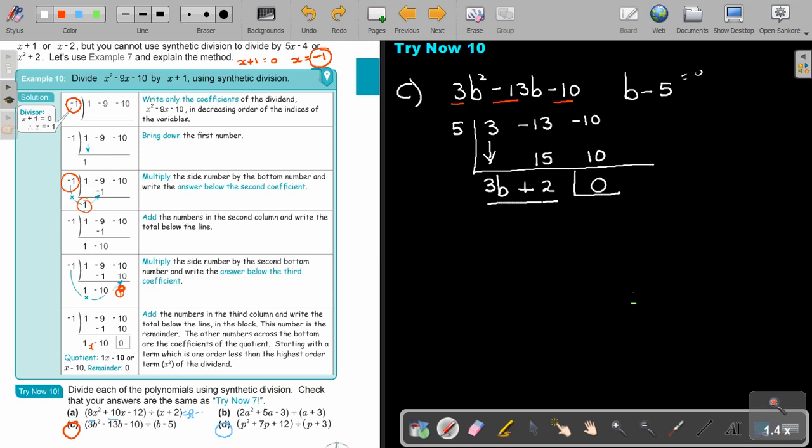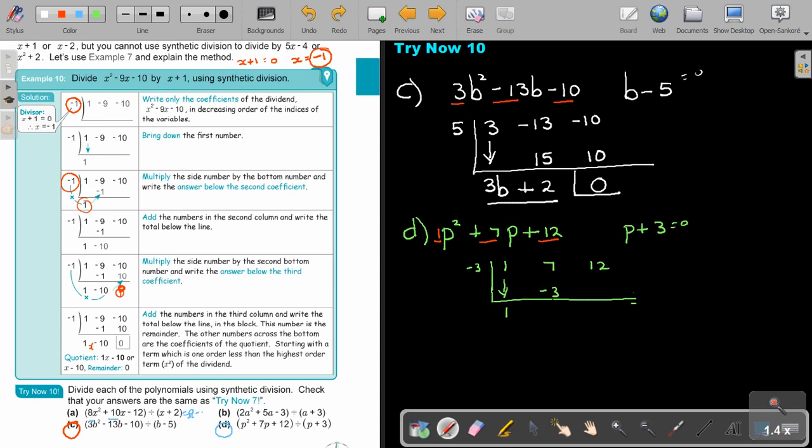And then the next one, that was number C. So if I look at number D, this was p squared plus 7p plus 12, divided by p plus 3. Again, if I look at the coefficients, it's 1, 7, 12. If you put it equal to 0, take over, negative 3. Bring it down, it's 1. Multiply, negative 3. Simplify, 4. Multiply, negative 12. Simplify, 0. 1 down, so it's going to be p plus 4, and there is your quotient.